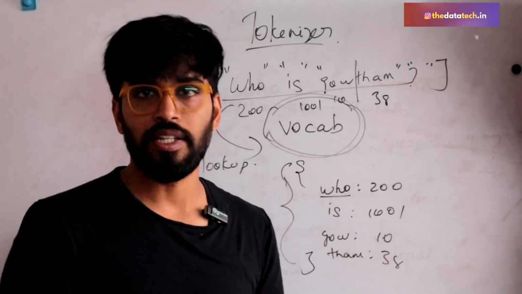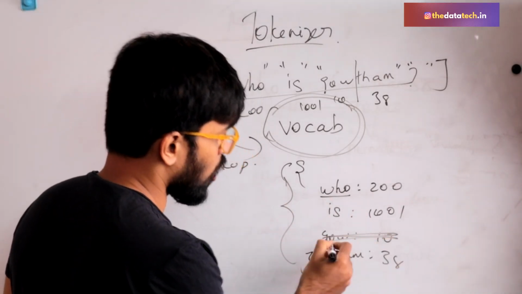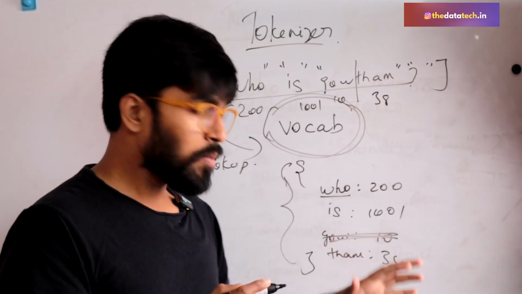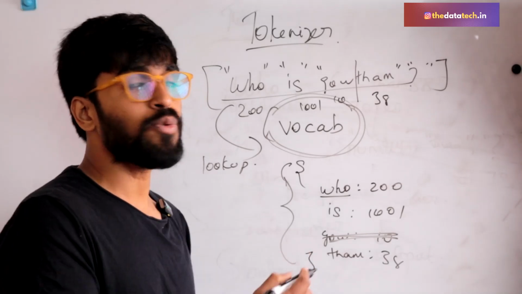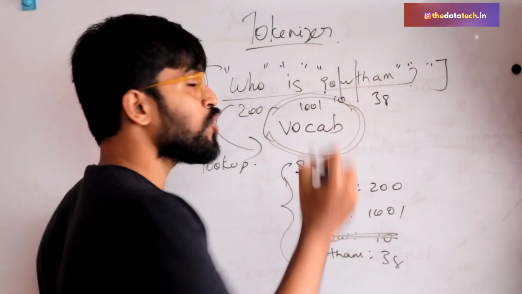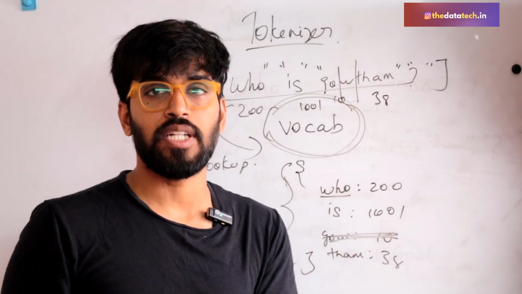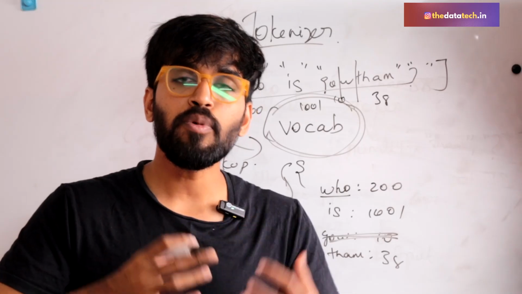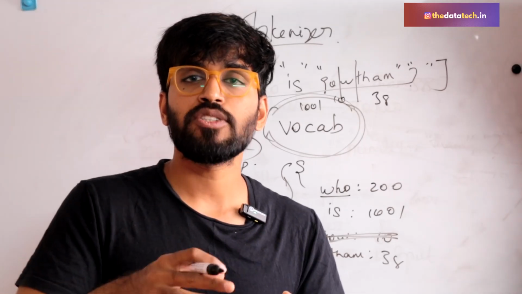Imagine if Gau is not there. Let me strike this out. So Gau is not there, but Tam is there, and 38 has been assigned. Now, for Gau, what will it do again? It will try to split into two: GO as one token, W as another token. It tries to split into two and checks. So it will keep on splitting the data if a match is not found.